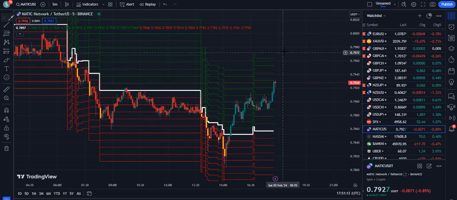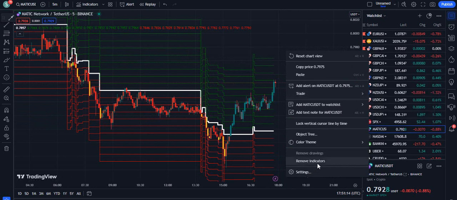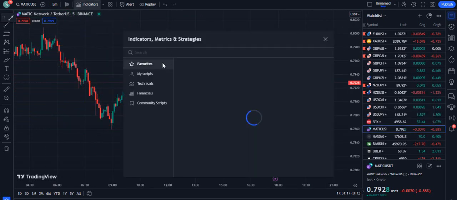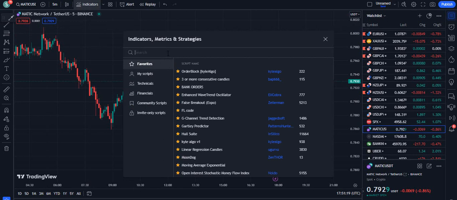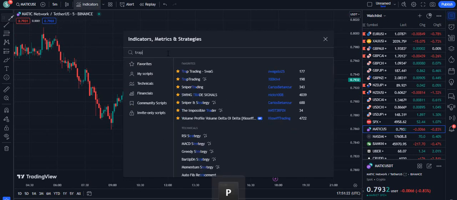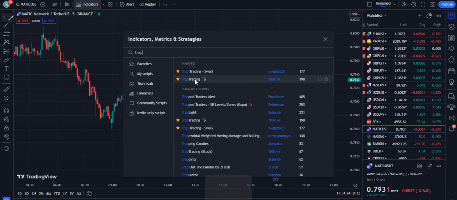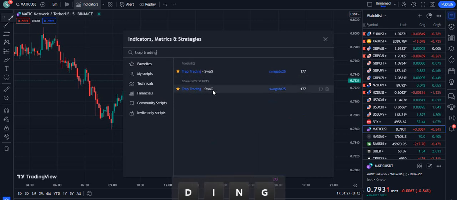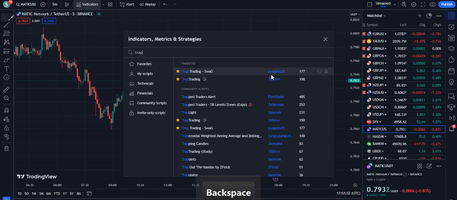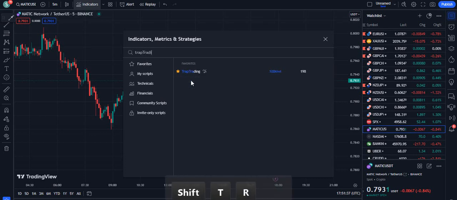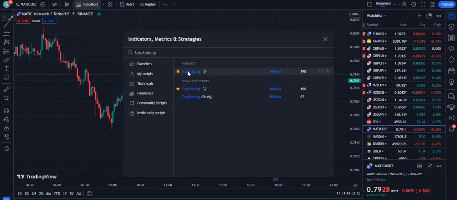Okay guys, let's jump into the trading matters, that which indicator it is that is highly popular and that is providing us with highly accurate signals. So this is called trap trading. You need to write trap trading on TradingView. If you write trap, yes, this is the simple one without any space. Okay, I repeat, trap trading without any space by 100 kiwi, and it has 199 likes.